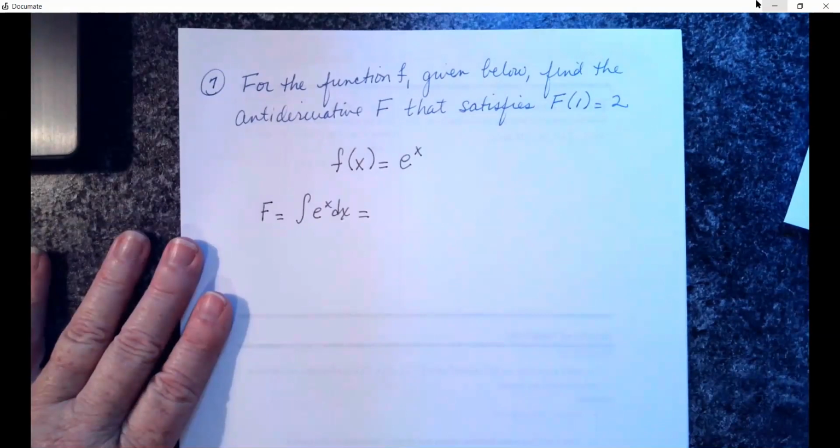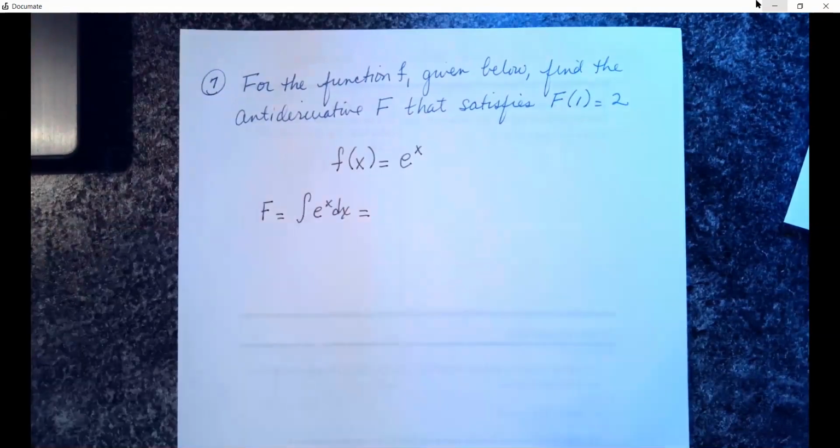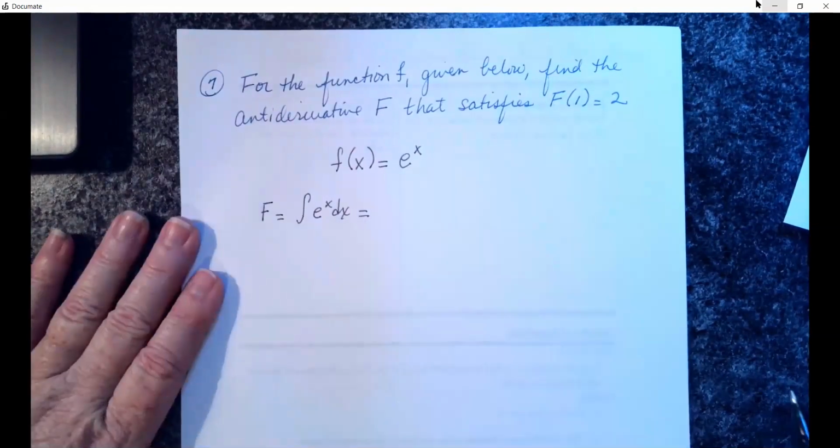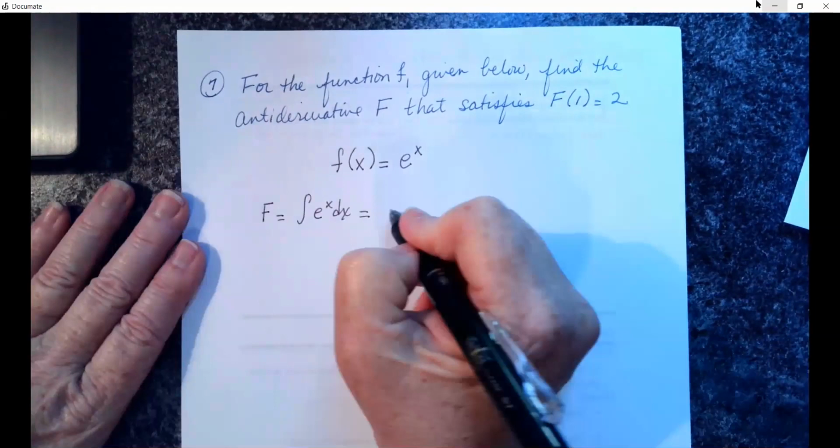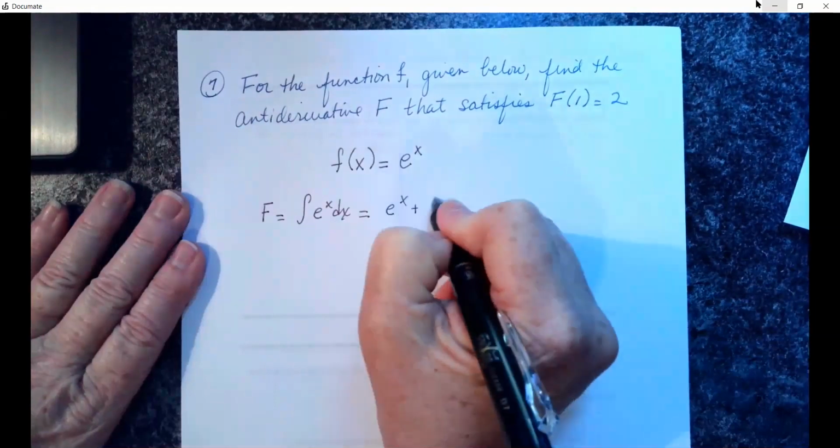E to the x? Yay, e to the x. That was our favorite one because if you just wrote down the original problem, you got the answer right. Remember, the derivative of e to the x is e to the x, and therefore the integral of e to the x is also e to the x. So this would be e to the x plus c.